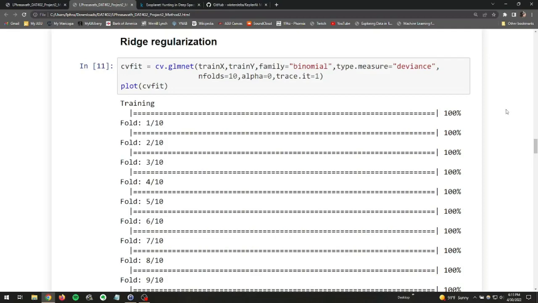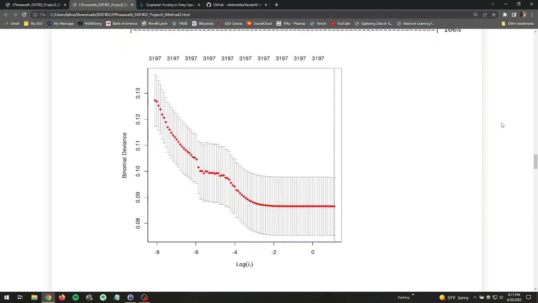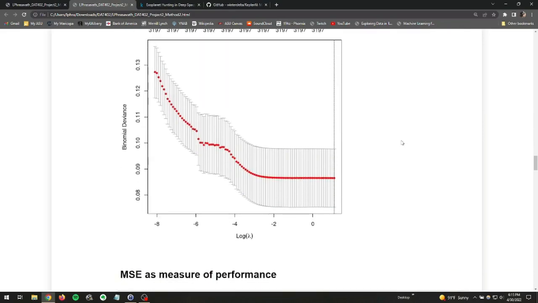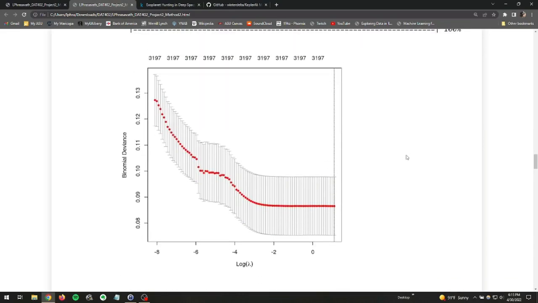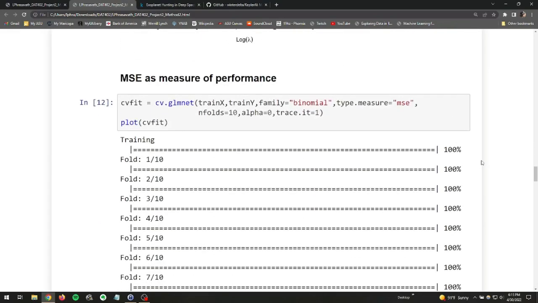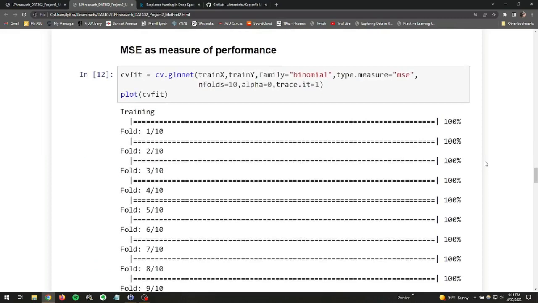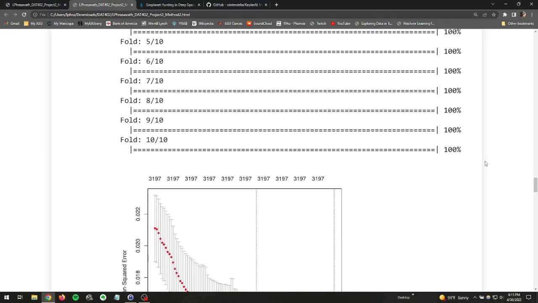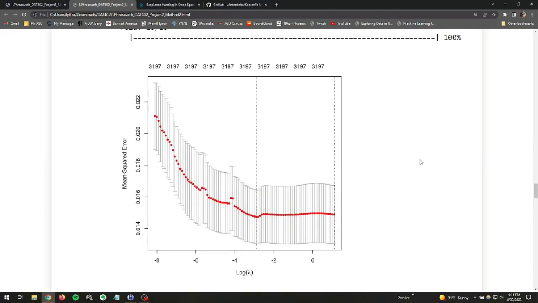So here we can see our graph for ridge regularization. We can see that as our model becomes more complex, our binomial deviance is reduced, and that makes sense. To measure the performance of this model, we looked at the mean squared error here, and this is our graph for the mean squared error.